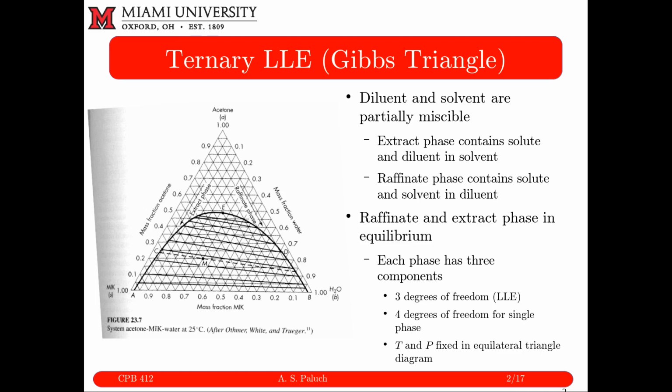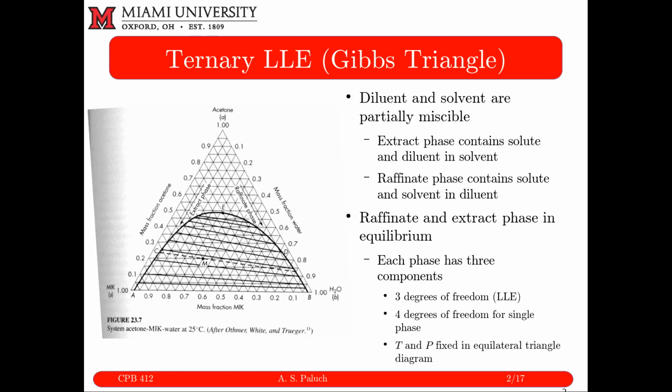Well, F is equal to n minus pi plus 2. So if I have n is 3 components, in two phases, plus 2, I have 3 degrees of freedom. Okay, so at liquid-liquid equilibrium, for my ternary system, I have 3 degrees of freedom. And if I think about the case of a ternary system in a single phase, well, n is 3, number of phases is 1, so plus 2, I have 4 degrees of freedom.